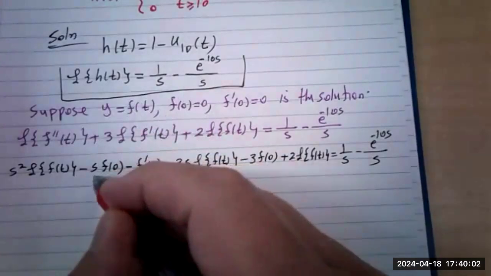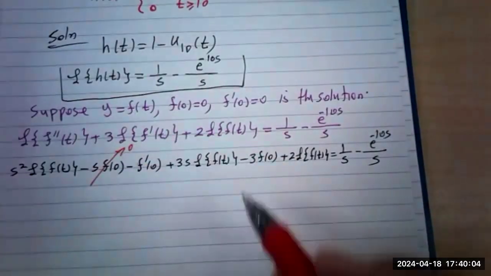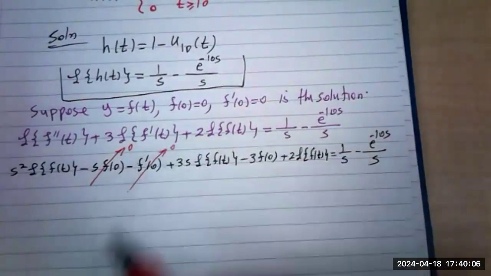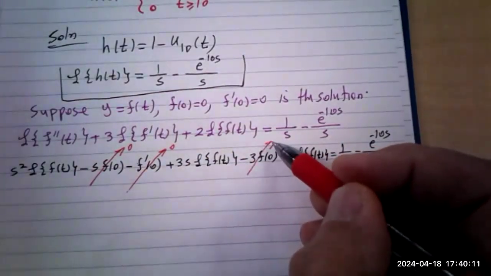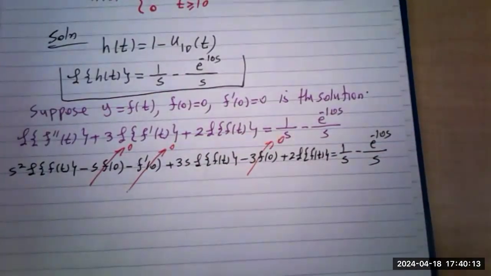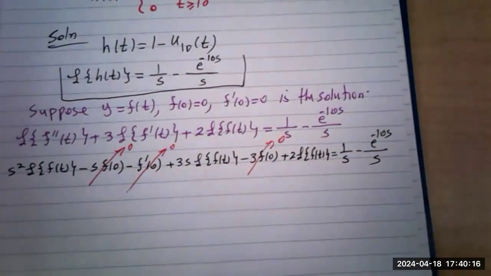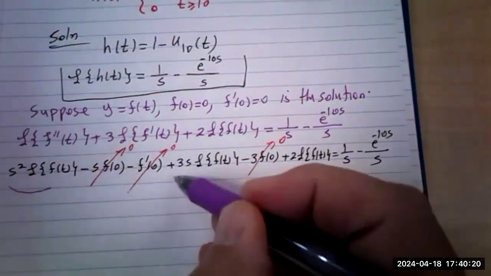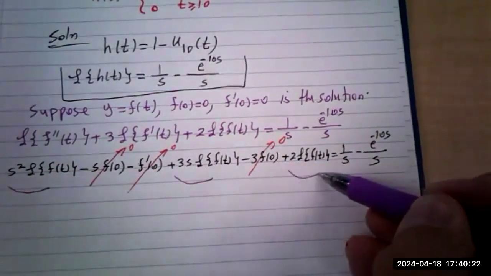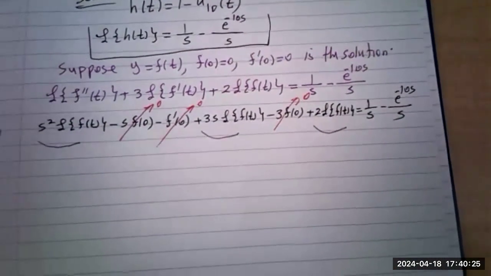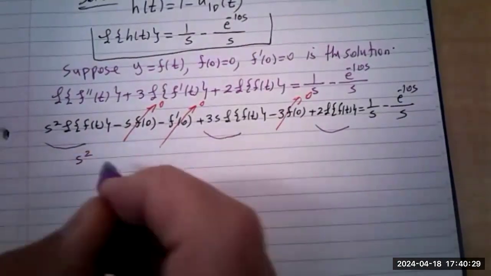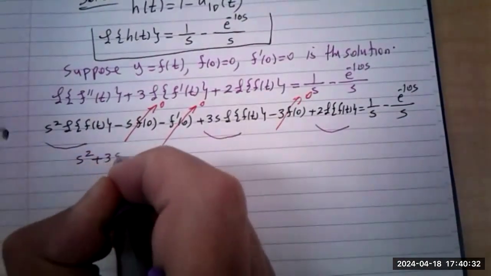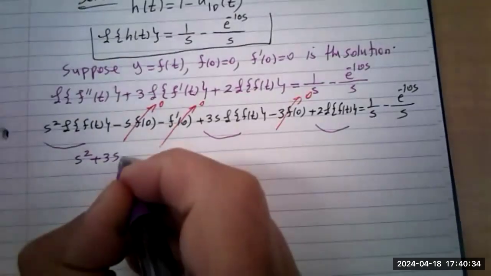So get the initial conditions. f(0) is 0, so this would be canceled out. f'(0) is also 0, so this would be 0 too. Okay, so pull out the Laplace of f(t). That would give you the characteristic equation, so it's going to be s squared plus 3s plus 2.